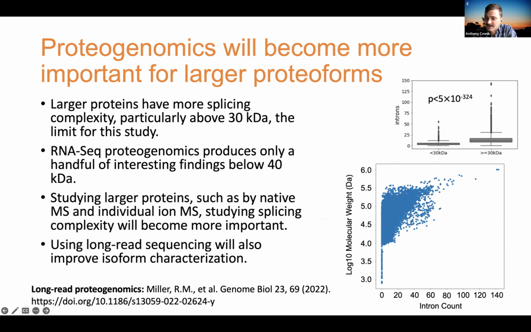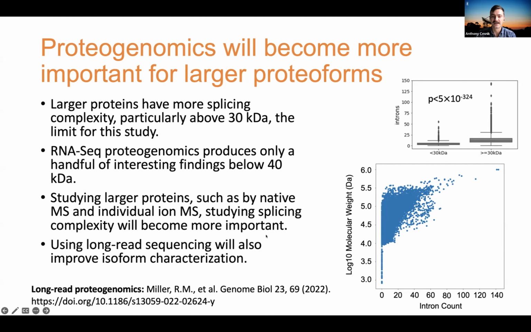And I threw in these plots because I find them kind of stunning: there are genes that have 140 introns, and there's got to be a lot of splicing variation going on there. And these are very large proteins. So as we go higher and higher with the mass limit of top-down mass spectrometry, we'll really need to interrogate this splicing variation.